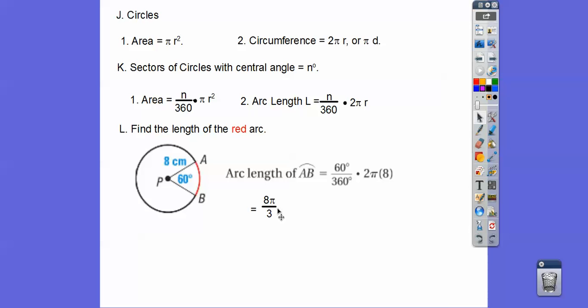So we should have put centimeters on there, you guys. So you can write 8 pi over 3 centimeters, or the textbook actually got a decimal. They did 8 times 3.14159, I forgot what goes after that, divided by 3. So that's how they got that right there, centimeters.